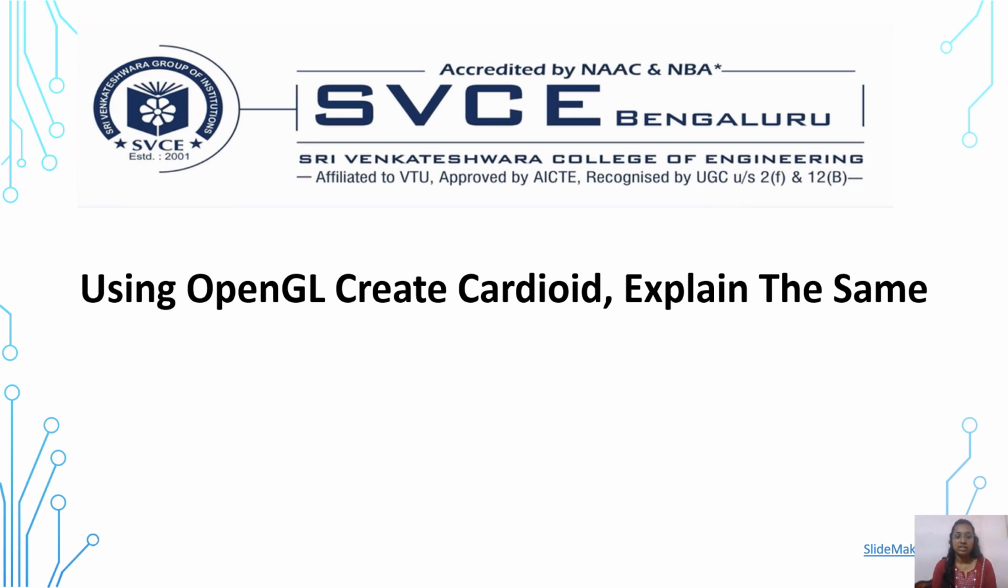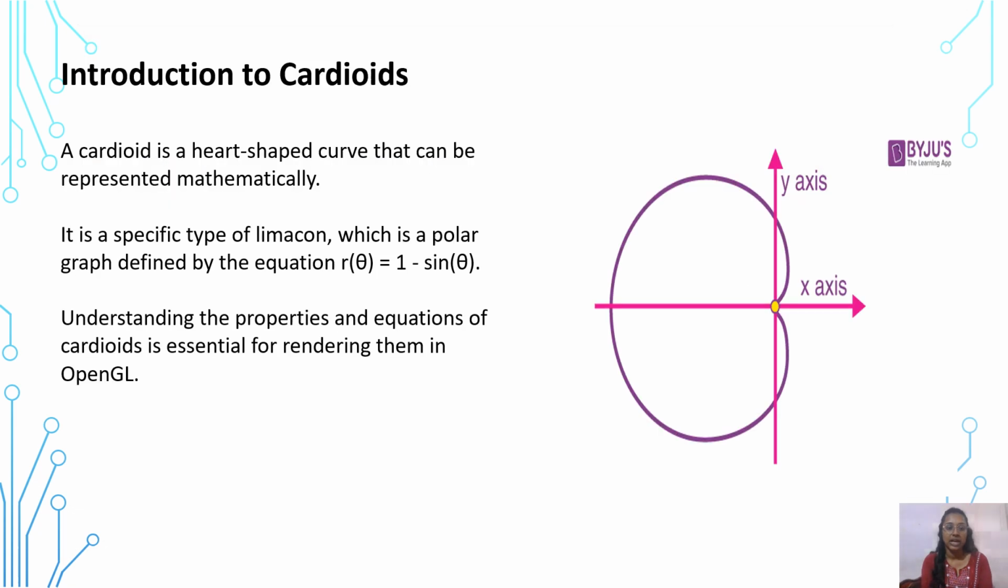Today I am going to discuss the topic of using OpenGL to create a cardioid and explain the same. Introduction to cardioids. A cardioid is a heart-shaped curve that can be represented mathematically. This specifies a type of limaçon, which is a polar graph defined by the equation r(theta) equals 1 minus sine theta.